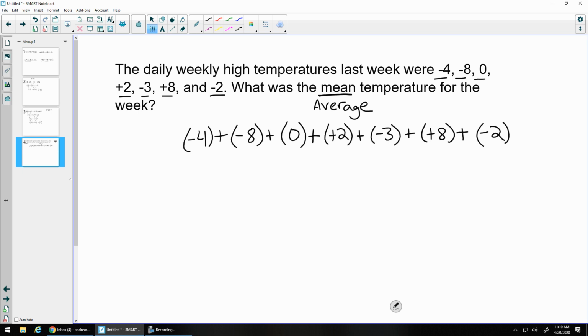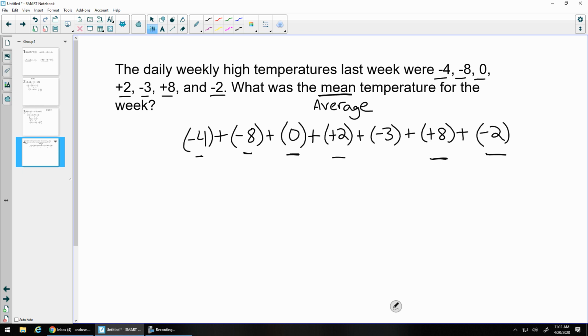Okay? So let's go through and figure this out. Negative 4 plus negative 8. Well, I have 4 negatives, and I get 8 more negatives. That's going to give me 12 negatives. Plus 0 doesn't change it, so I'm still at negative 12. Plus positive 2, so I'm getting 2 bigger. So I'm going from negative 12 to negative 10. Plus negative 3, so it's down to negative 13. Plus 8 brings me up to negative 5. And then plus negative 2 brings me down to negative 7.